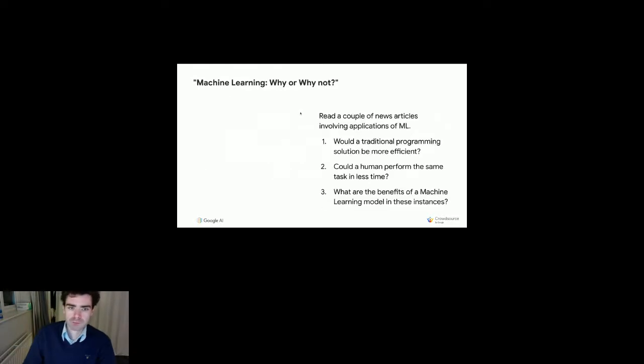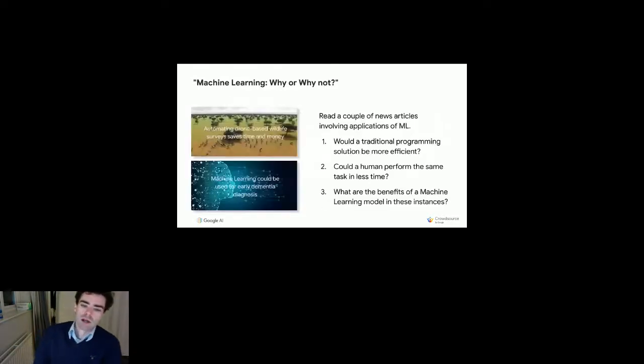Okay. Why or why not? Now it's telling us to look at some news. Why or why not use machine learning? So it's got an example here, which is automating drone-based wildlife surveys saves time and money. A lot of the questions in this session are going to involve what an economist would call opportunity cost, which is to say, we can do machine learning on almost anything. We can collect data on anything, and on any data we can perform something like machine learning. But is it efficient?